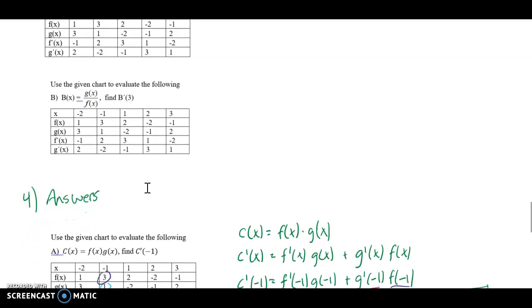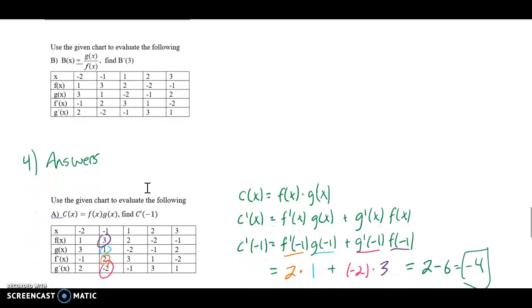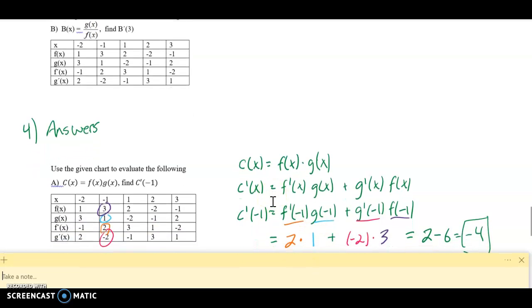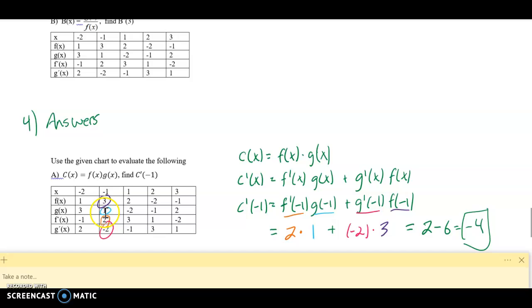So the answer for A is, stop right there. Actually, I'll go like this. There you go. So the answer to A. What I need to do is I rewrote C. I use the product rule. C prime is F prime times G, derivative first times second, plus G prime, derivative second, times the first. I switched it from how I was doing up there, but it's okay to do it either way. C prime at -1. So I plug in -1 for all those x's. Notice -1 is just this column right here.